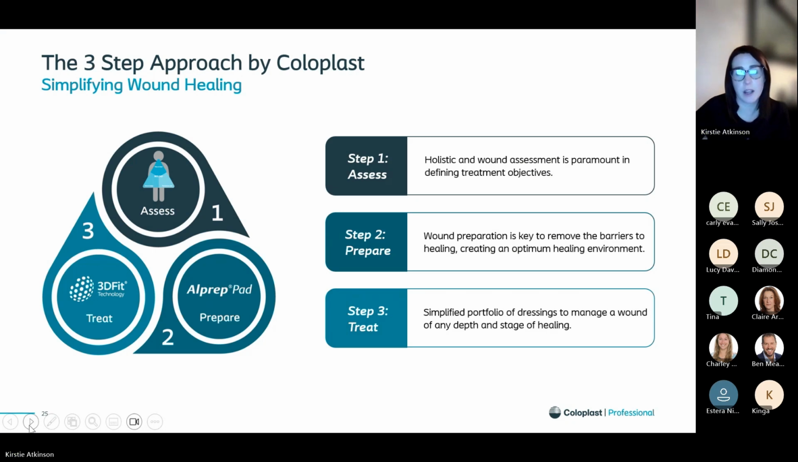So like we've gone over, through following the three-step approach by Coloplast, you can simplify your wound healing through your assessment with your holistic and your wound assessment to define your treatment objectives. You then do step 2 to prepare, where you remove the barriers to healing, creating the optimal healing environment where you'd utilize all prep pads. And then step 3, following your assessment, following your preparation, you'd use a simplified portfolio of dressings, such as biotin, silicone with 3D fit technology to manage the wound. And then as well, by utilising 3D fit technology, you're able to implement supported self-management as well.